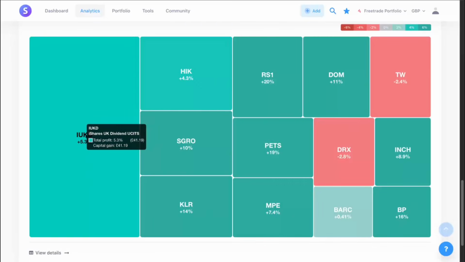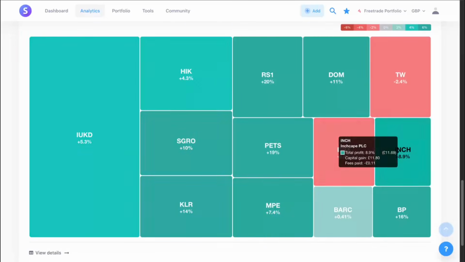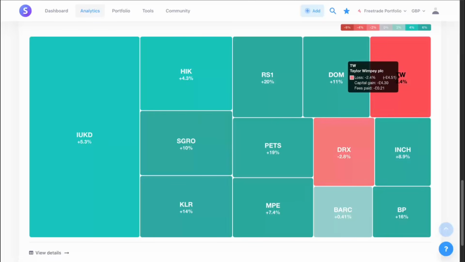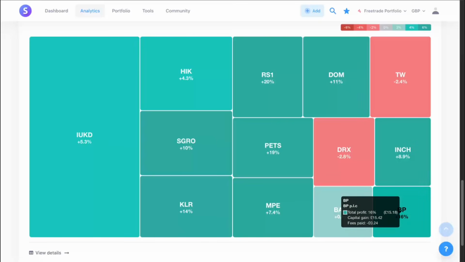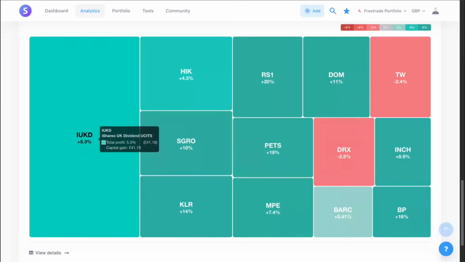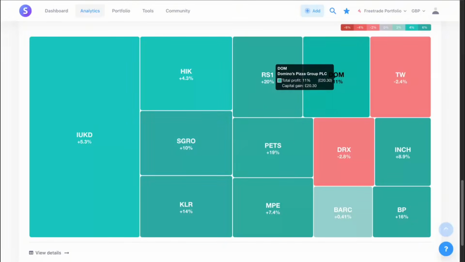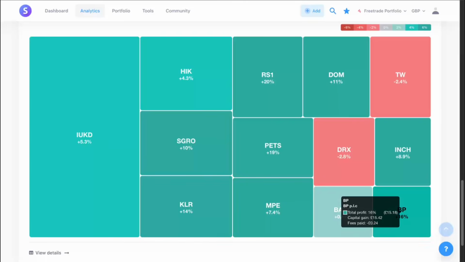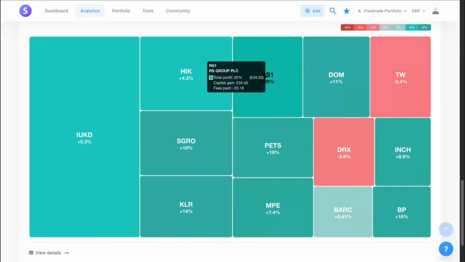And when we take a close look at the specific holdings within my portfolio over this past month, we can see that only two positions ended up in the red, and that was Drax Group being down 2.8% and Taylor Wimpey being down 2.4%. And then the rest of the portfolio was in the green with some real big performers this past month, as we had Segro Group being up over 10%, Domino's up 11%, we had Keller Group over 14%, BP up 16%, and the best performer being RS1 Group, which was up 20% over this past month.